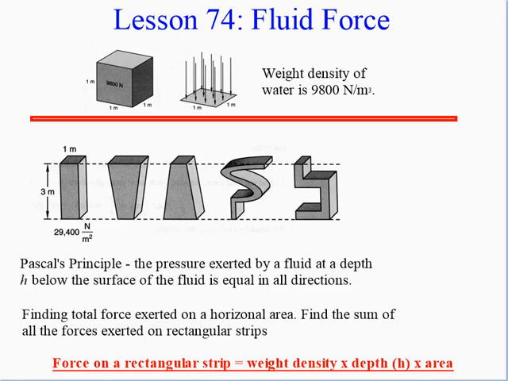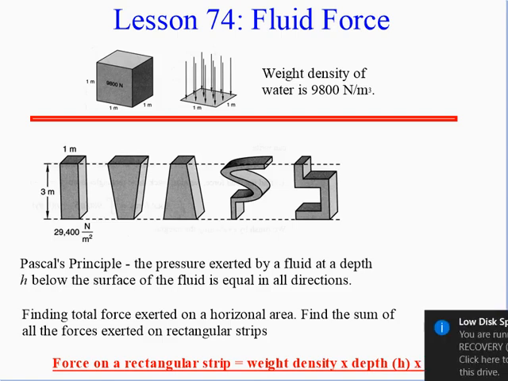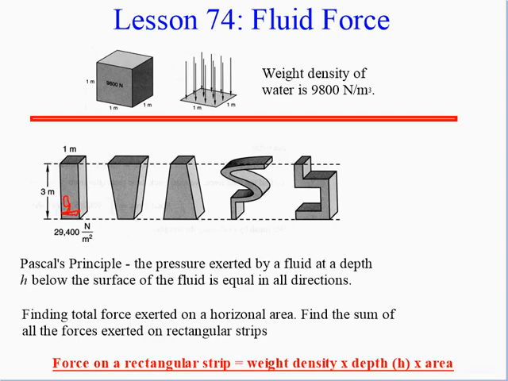So what we're going to end up doing is looking at each little strip. Let's just take a look at one of these. The force here is going to be a lot more than the force here in this area. So we're going to find the total force exerted on a horizontal area, the sum of all the forces on these little rectangular strips. So a lot of force here, less force here, even less force, and barely any force at the top.